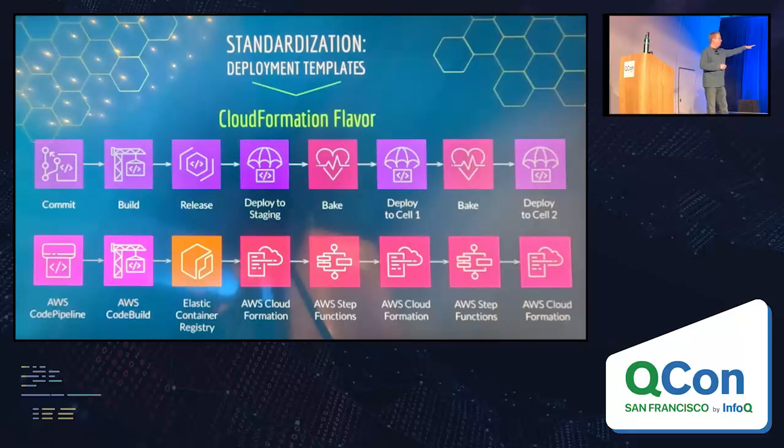So here we've got an example of what tools we use to do this CloudFormation flavor of deployment. So we've got AWS CodePipeline at the beginning, AWS CodeBuild to do the actual build of the change. Then maybe we're publishing a Docker image to the Elastic Container Registry. Then we call AWS CloudFormation to do the actual deploy to our staging cell. Then we use Step Functions.